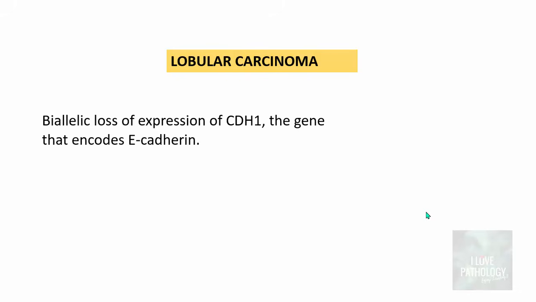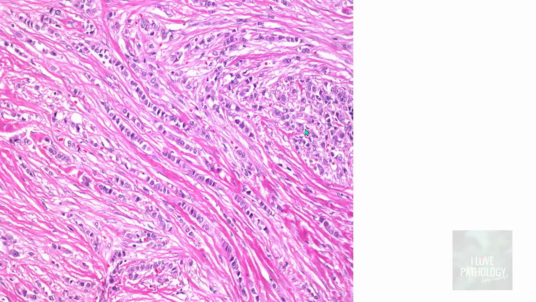The first one is lobular carcinoma. Now we saw the lobular carcinoma in situ, right? There also there is an E-cadherin gene mutation. Here also there will be biallelic loss of expression of CDH1. This is the gene that encodes E-cadherin, similar to what we saw in LCIS.